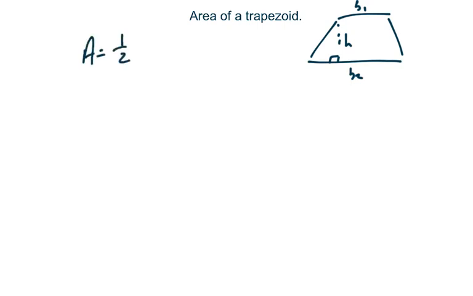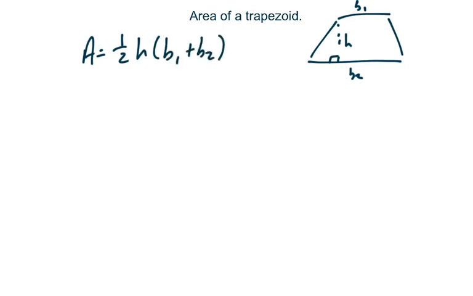Area of a trapezoid. Trapezoids are special. They have that height, still the same thing, forming a perpendicular. But then we have a base 1 and a base 2. Those are our pertinent information there. So the formula we have is 1/2 height times base 1 plus base 2.